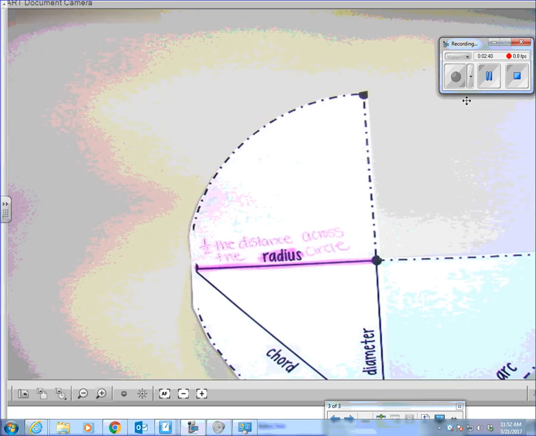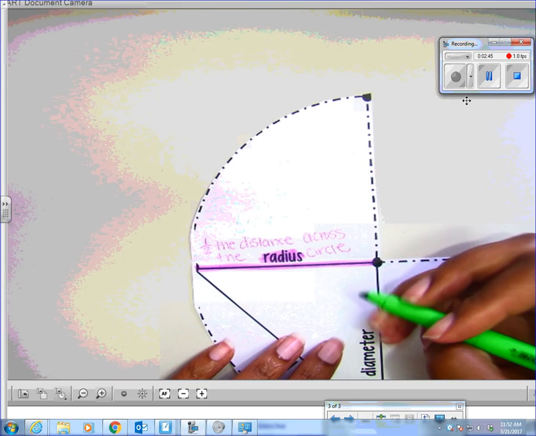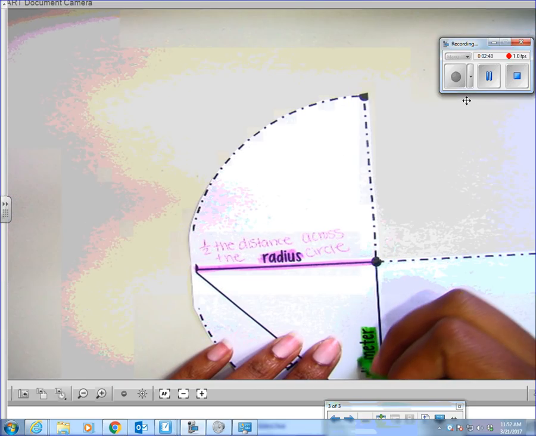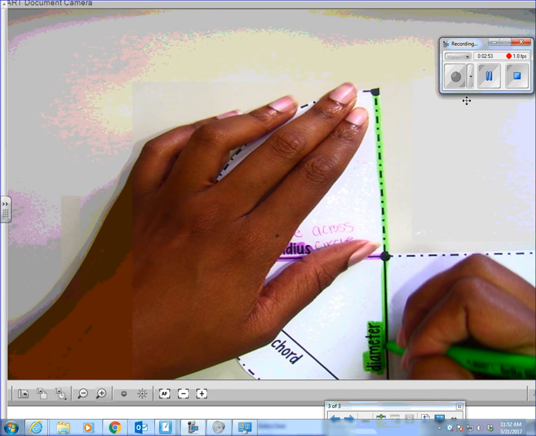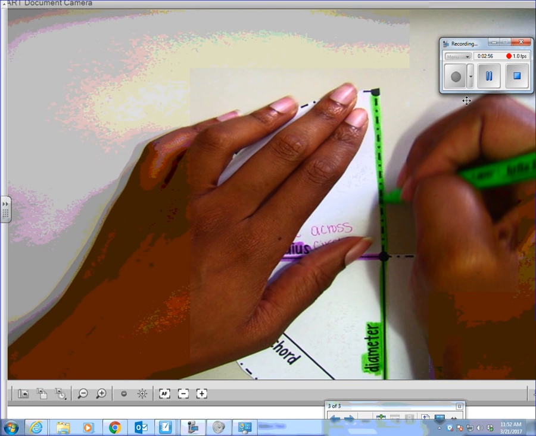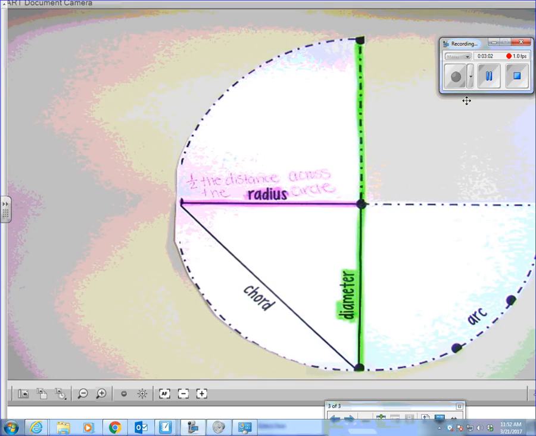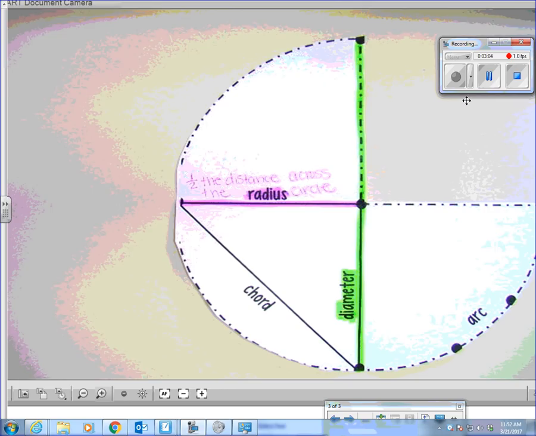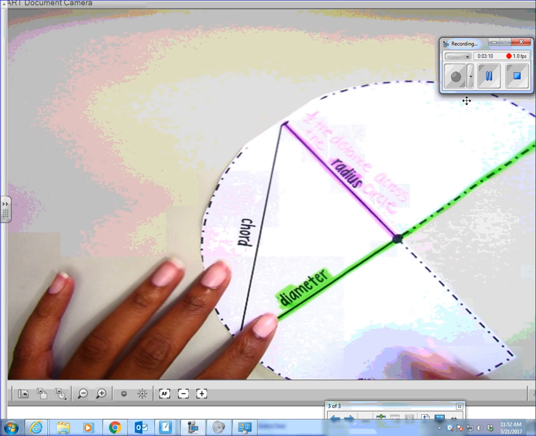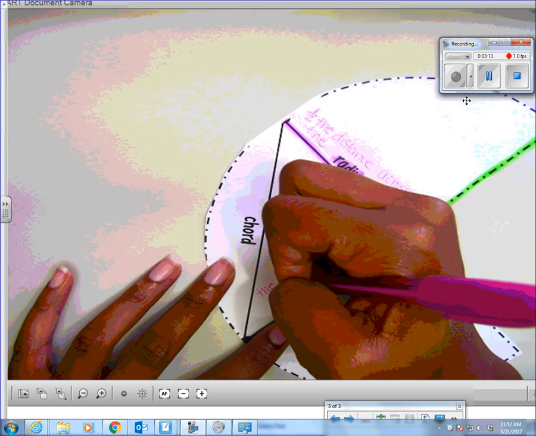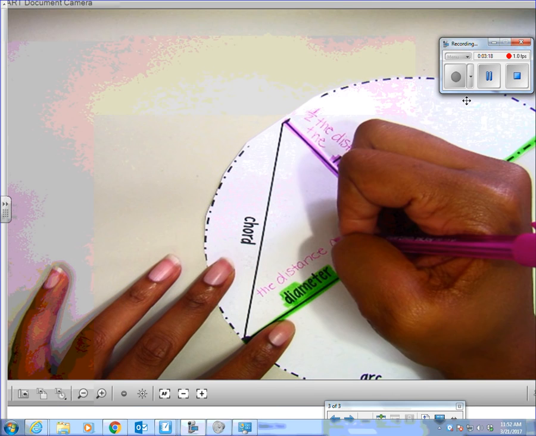Okay. The next piece of information I want you to make sure you know is the diameter. So we get a different color. And this whole line is the diameter. Okay. And that basically is the distance across the circle. So the diameter is the distance across the circle.